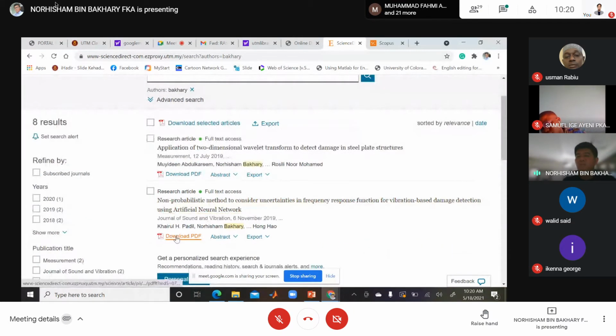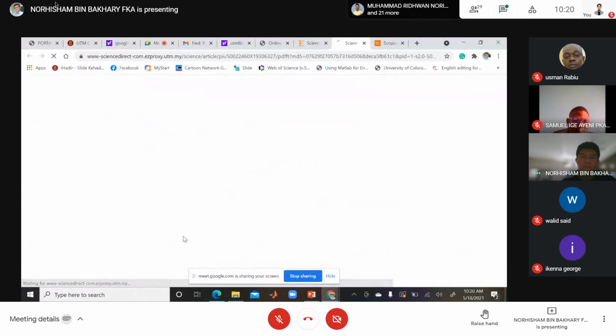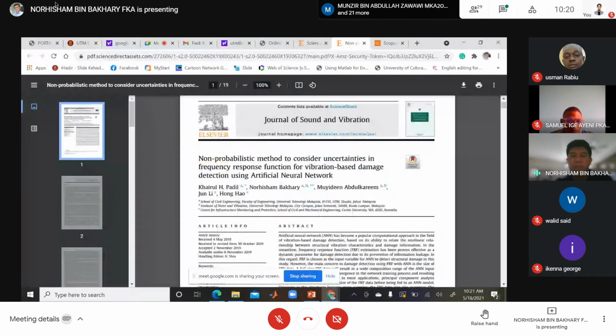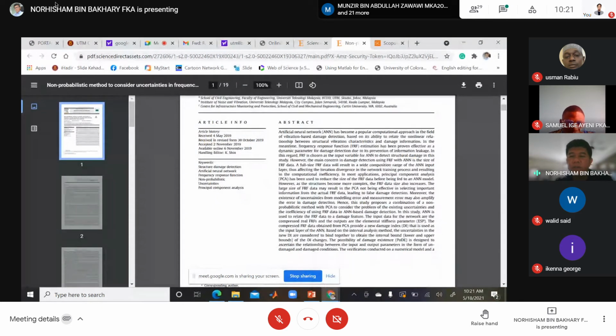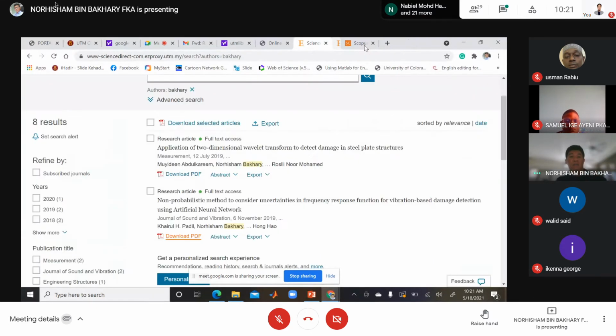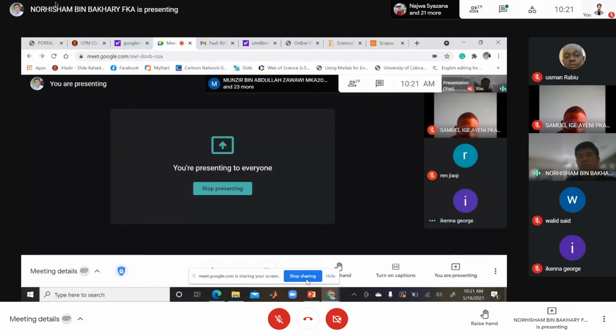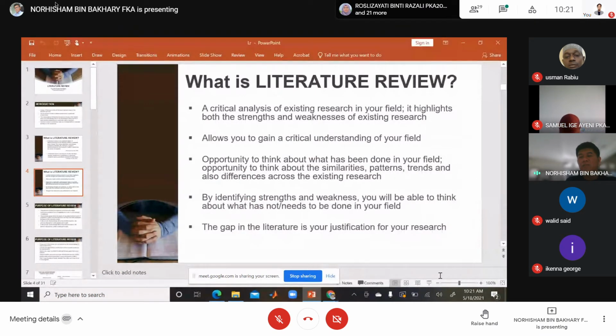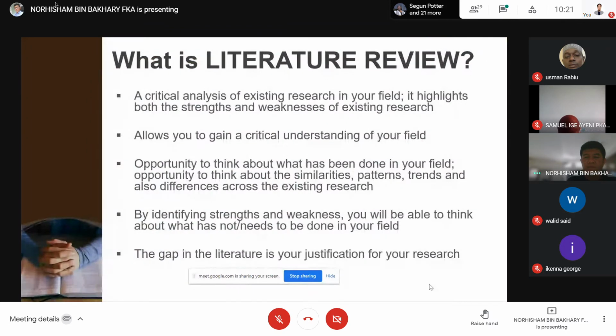So you can download the paper. See, this is my paper, and then you can read the abstract first. If you read the abstract and it doesn't relate to your previous one, then you can go to the next articles. So basically, the literature review means reading. Okay, there is no such business as not reading in literature review. You don't have a choice. All right.